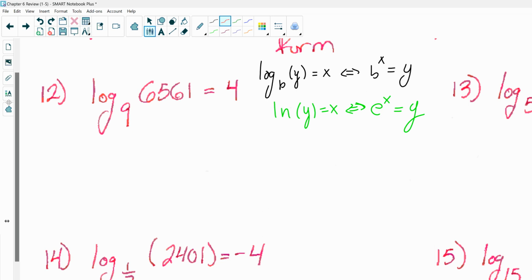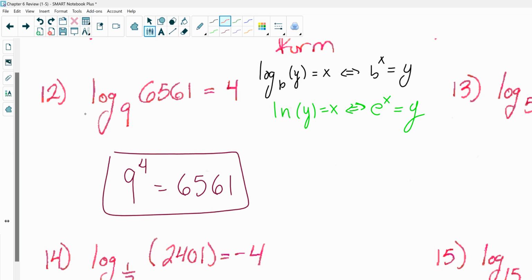We can start off and look at number 12. Log base 9 of 6,561 equals 4. If we rewrote this as an exponential, this would be what? 9 to the 4th is equal to 6,561. Yeah. That's it.